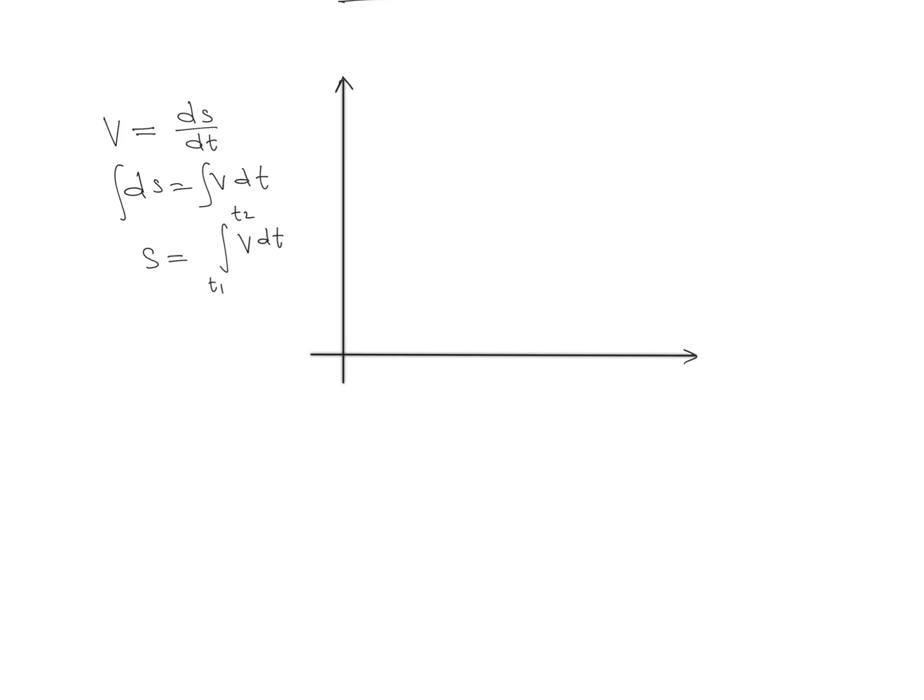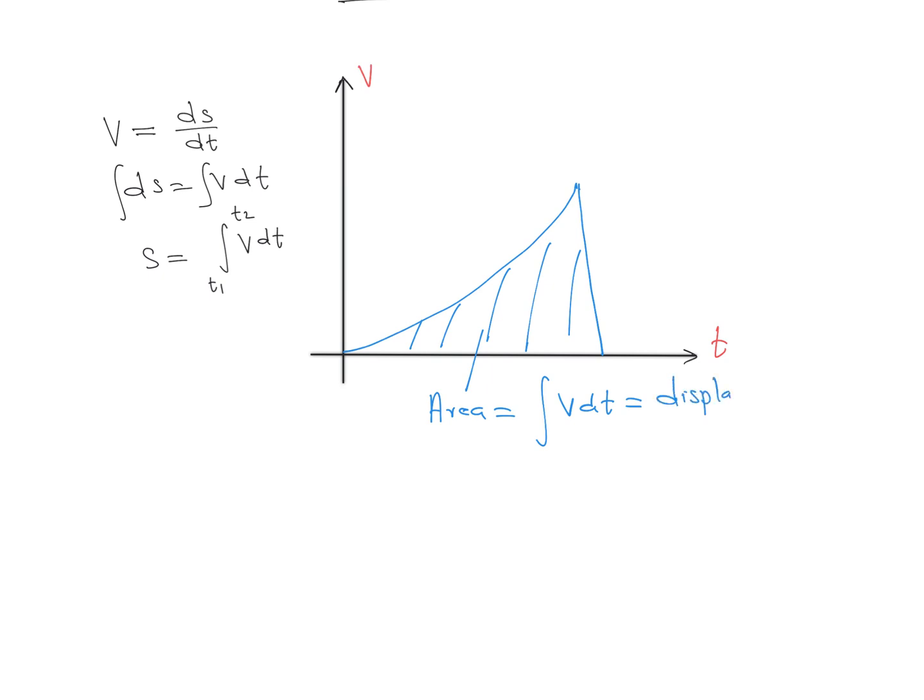If we represent the same thing in a velocity time graph, and the graph is something like this, and we find the area under the curve, then from the previous equation we can say that this area under the curve will be equal to the integration of v dt, and the integration of v dt will give the value of displacement. So we'll use this concept that area under velocity time graph will give the value of displacement.